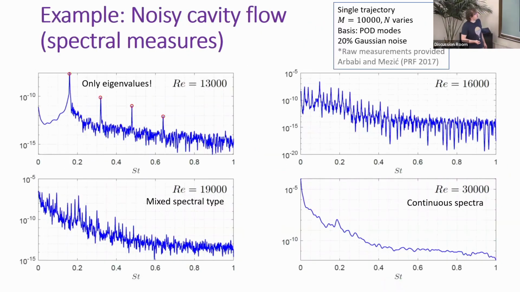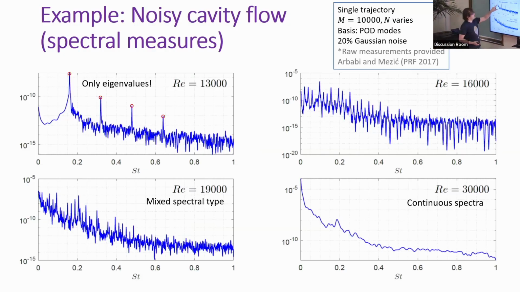Okay, I'll probably end with a couple more examples. This is a noisy cavity flow. This is another example Steve was talking about, where I'm increasing the Reynolds number and the spectral measure is becoming smoother. So we think that when you get to very large Reynolds number over here, you get continuous spectrum. Igor has a very nice paper where he's actually finding ways of measuring that.